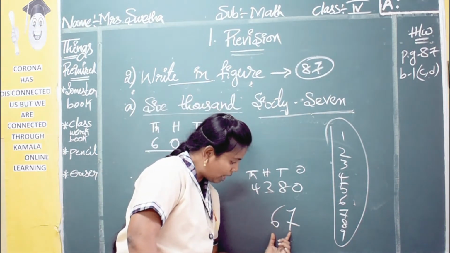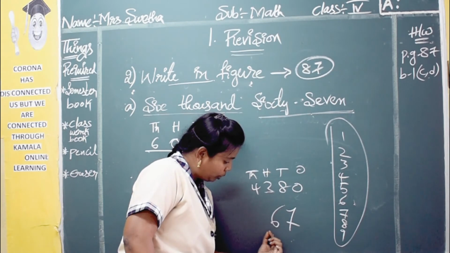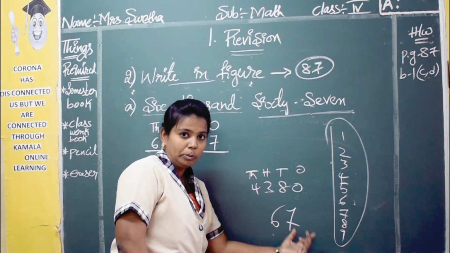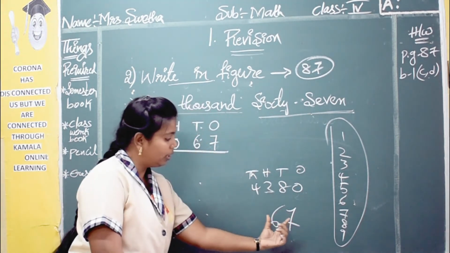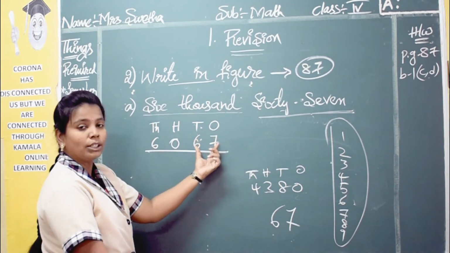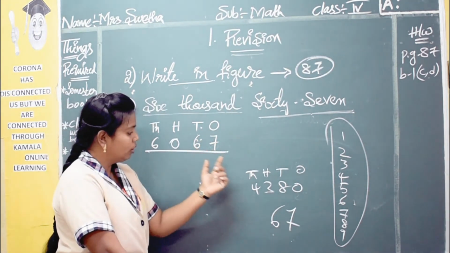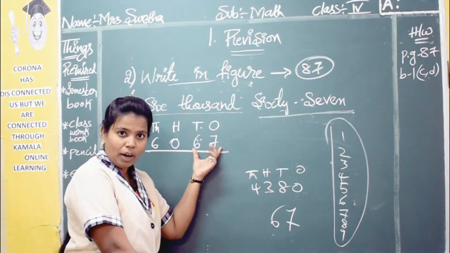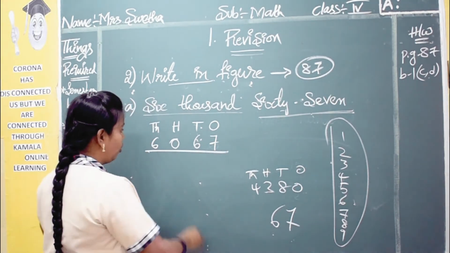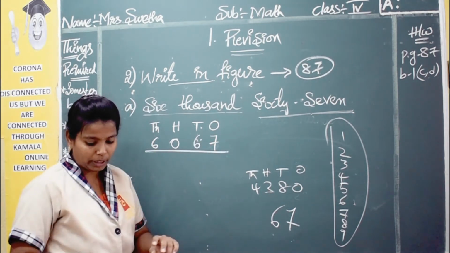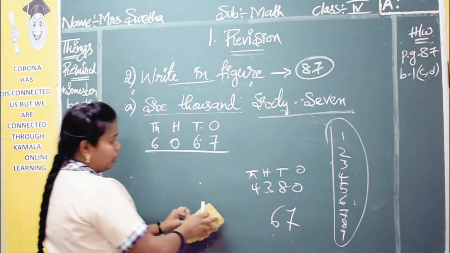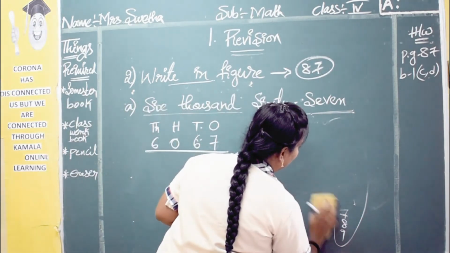So here also, the last two digits you have to take together. 6, 7 will become 67. These two numbers you have to fill in the last two places. So 6, 7, 67 you have to fill in the last two places. Like this you have to write the solution. Okay, so this is about your first problem. One more I will explain.